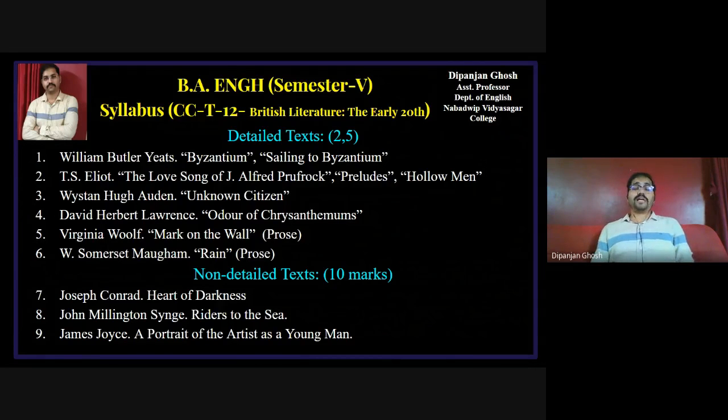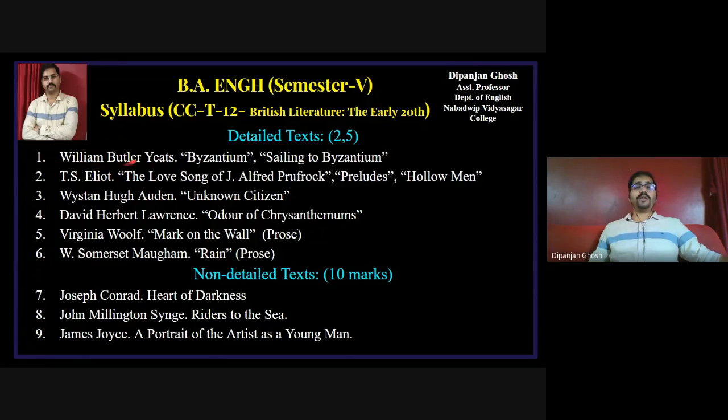Ultimately, what I'm trying to suggest here is that you will find a similar kind of structure of the paper. There are some detailed texts and some non-detailed texts. In the first group, you will find a group of poems, 1, 2, and 3. You will find references to the poems, and then Virginia Woolf and Somerset Maugham. These are to be considered as prose, or maybe modern short stories.